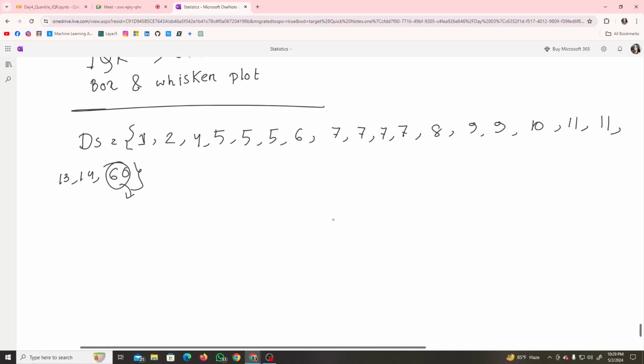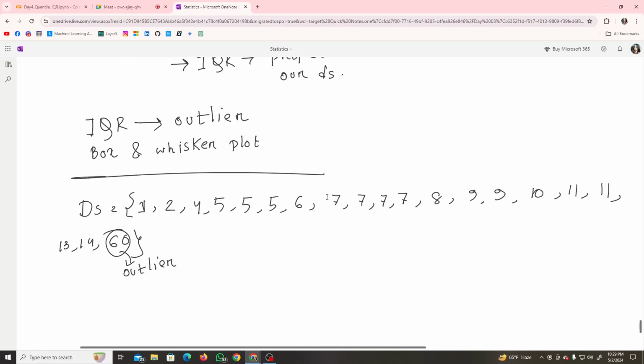And we are going to see how we can find the outlier using box and whisker plot. Okay, in this topic, we are also going to be introduced to the 5-number summary. I'm sorry.